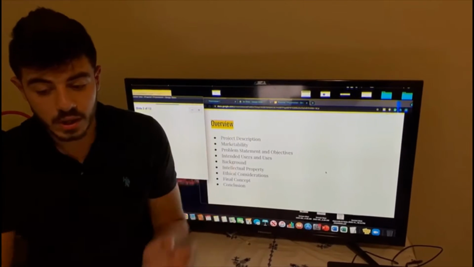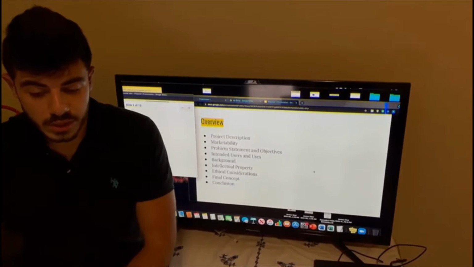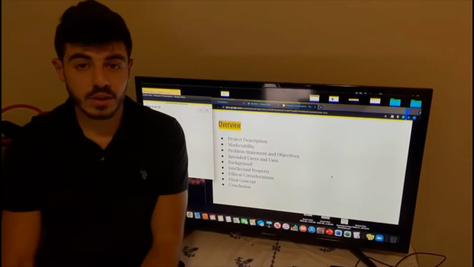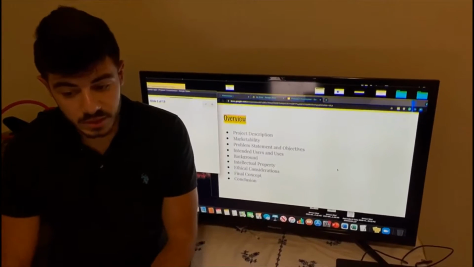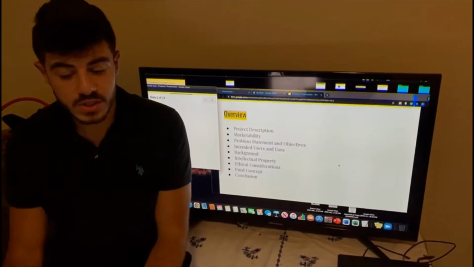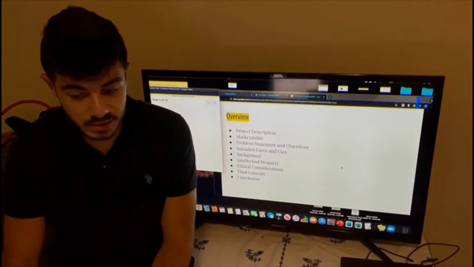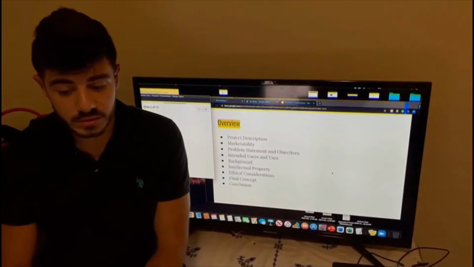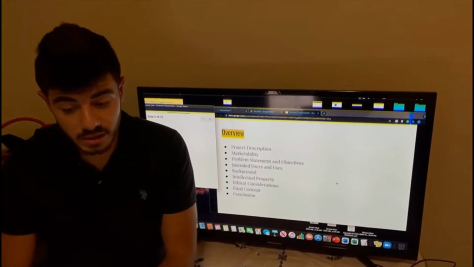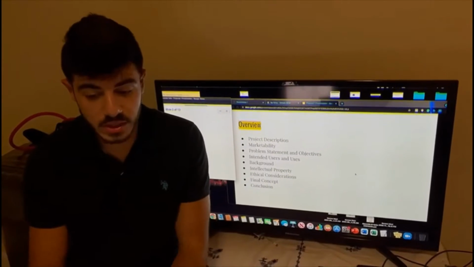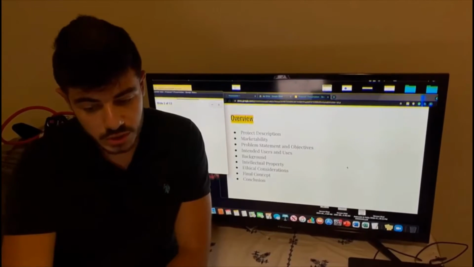So we're going to be talking about the overview. We're going to be going over the project description, the marketability, problem statement and objectives, the intended users and the intended uses, the background, the intellectual property, the ethical consideration, final concept, and the conclusion.